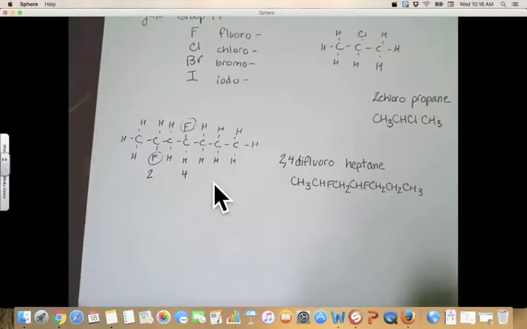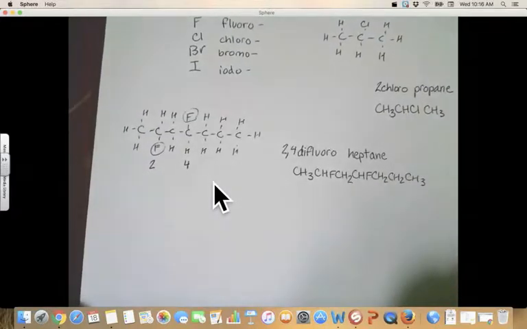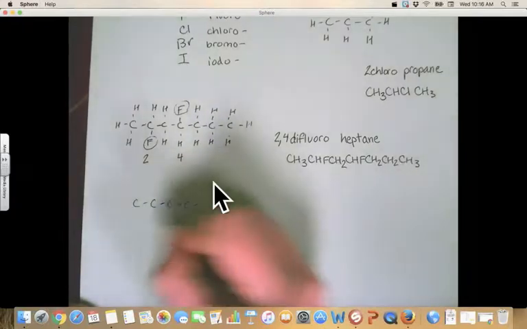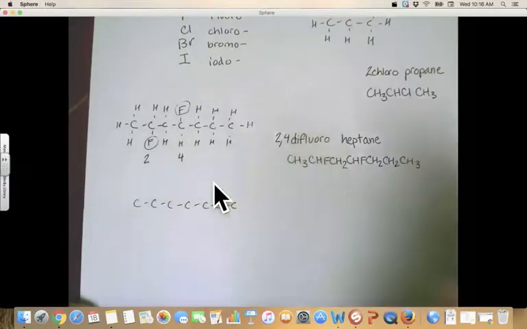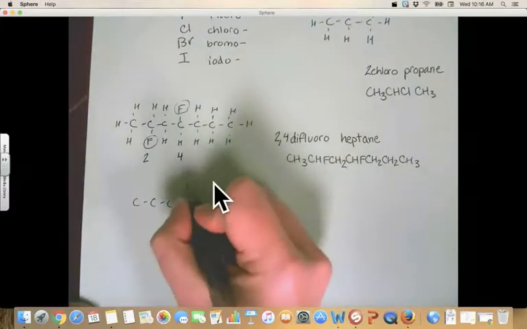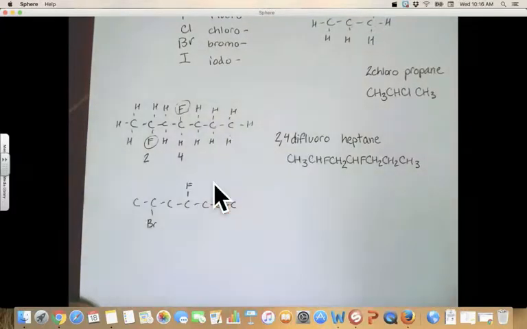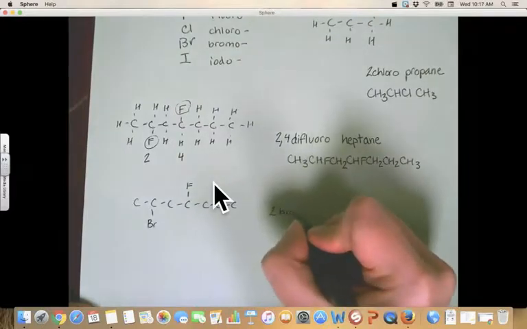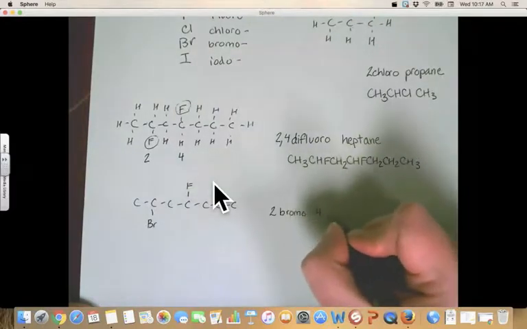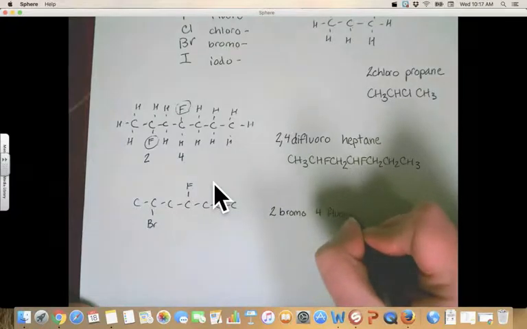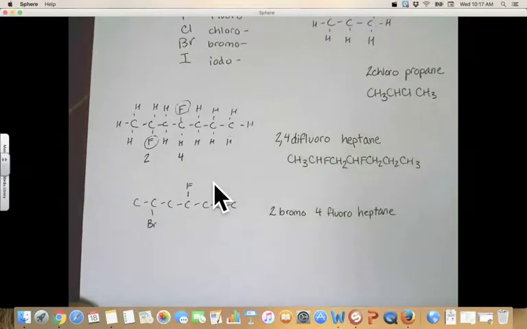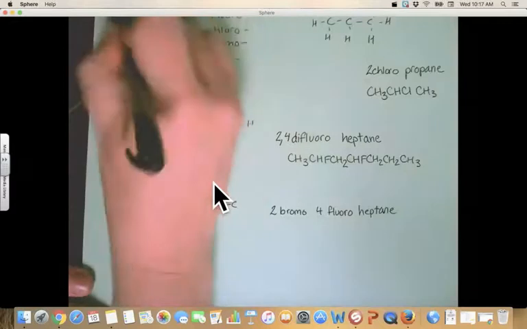Okay. Well, what if they were different? What if, I'm not going to draw out all my hydrogens this time. 1, 2, 3, 4, 5, 6, 7, so I've still got my 7. I'm going to say this one is fluorine and this one is bromine. Well, that would be 2-bromo-4-fluoroheptane. Okay. So those are our halogens.